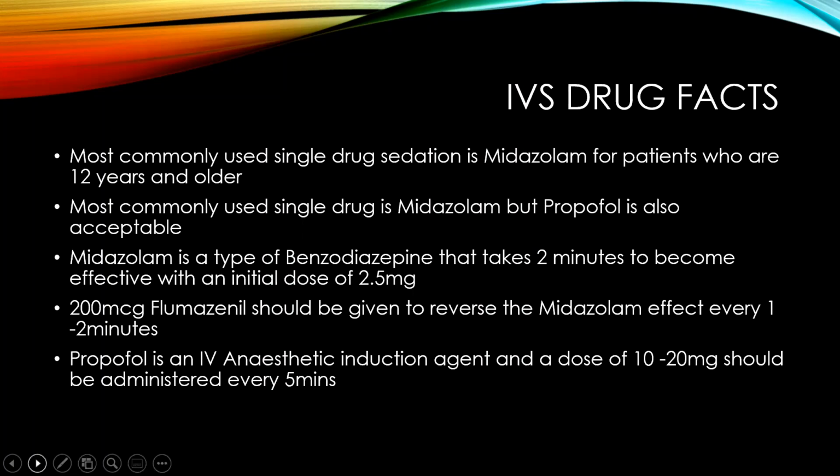Midazolam can be used for patients who are 12 years and older. Propofol is also acceptable. Midazolam is a type of benzodiazepine that takes 2 minutes to become effective with an initial dose of 2.5 milligrams. 200 micrograms of flumazenil should also be given to reverse the midazolam effect every 1 to 2 minutes.